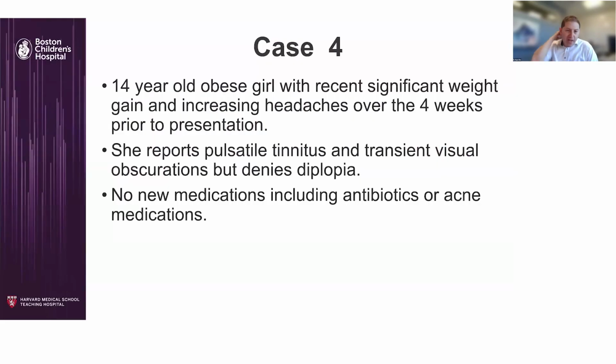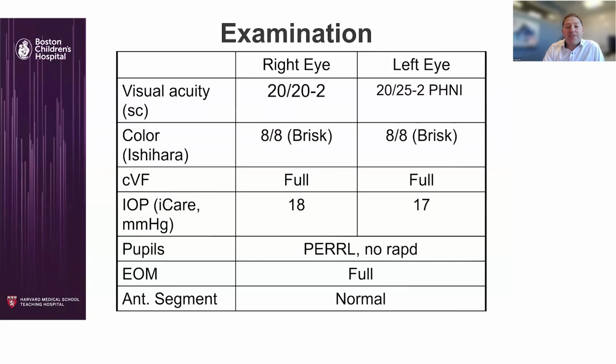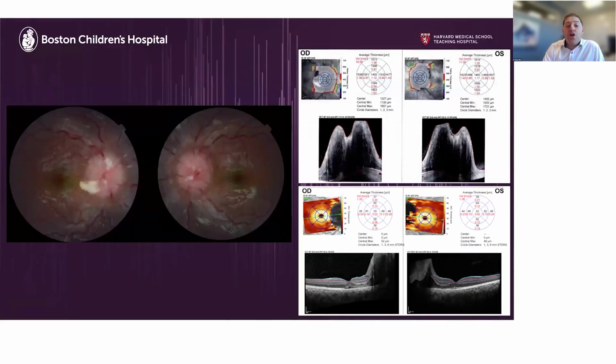So case 4, a 14-year-old obese girl with recent significant weight gain and increasing headaches over the 4 weeks prior to presentation. She reported pulsatile tinnitus and transient visual obscurations, but denied diplopia. She had no new medications like antibiotics or acne medications. Her afferent visual function was essentially normal. Here were her optic nerves. These are the most swollen optic nerves I have ever seen.